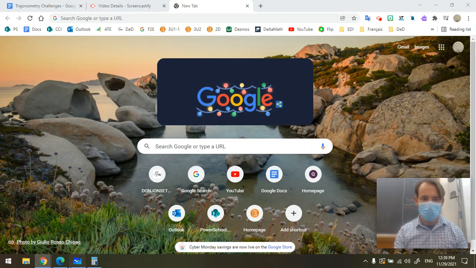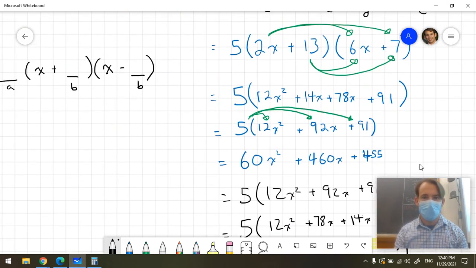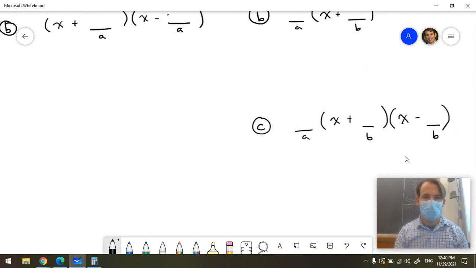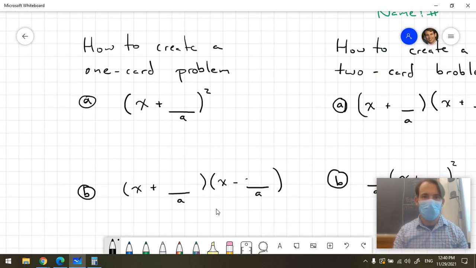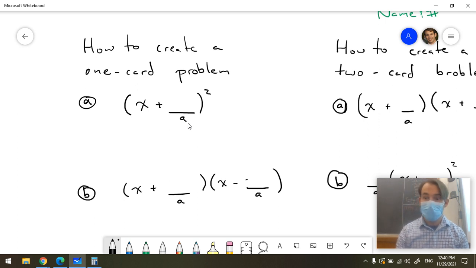Hi, everyone. So you're playing Factor Magic, and you want to know how to make one and two and three card problems. So here's how we can do that. To make a one card problem, you're going to draw a single card. Let's say we draw a queen.